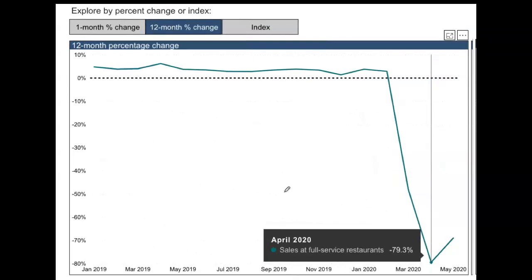Next, I have data from the service industry, and this is for sales at full service restaurants. And you can see our service industry was hugely impacted by the COVID-19 pandemic, and their sales went down by negative 80%. So a huge contraction in your service sector, a lot of job losses in this sector, a lot of small businesses have completely shut down, major contraction of this sector.